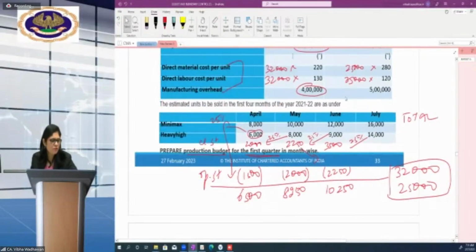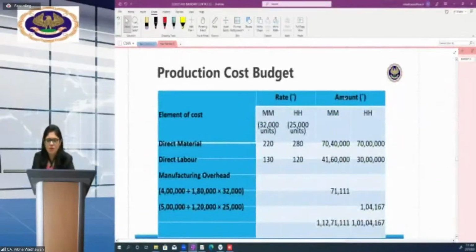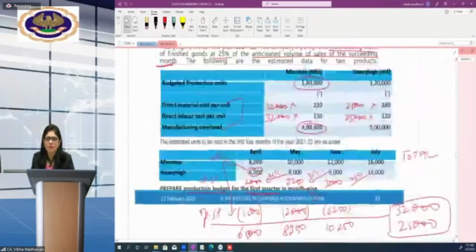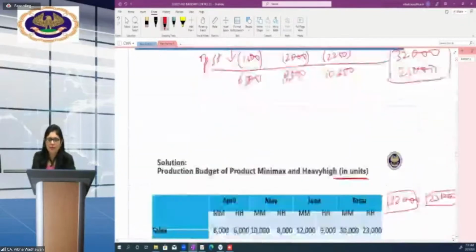Yes, very good. Most of you have calculated the absorption rate. So now this is how we do it. Absorption rate: 4 lakh divided by 1,80,000 into 32,000. 5 lakh divided by 1,20,000 into 25,000. So we have got the overheads for the entire department. Is this clear? So for Minimax, we calculate the absorption rate, 4 lakh divided by 1,80,000, and for Heavy High, 5 lakh divided by 1,20,000. Then multiply these rates with the number of units, and you will get the manufacturing overheads.